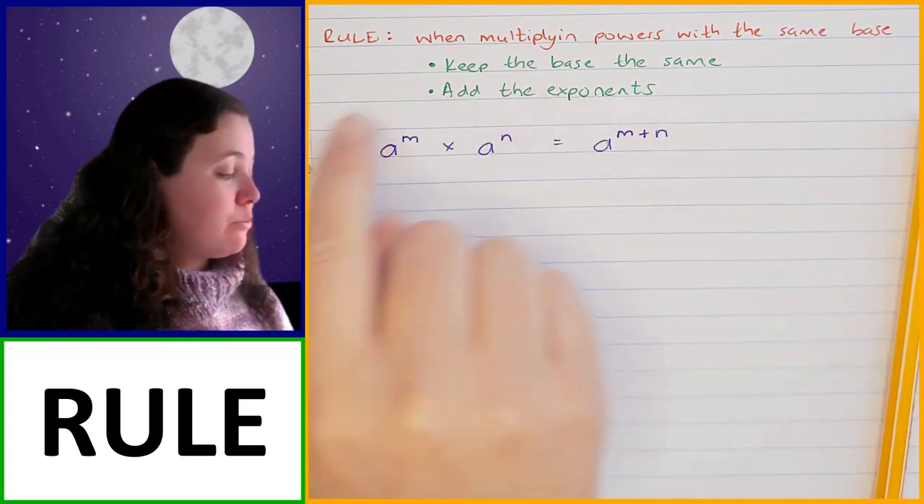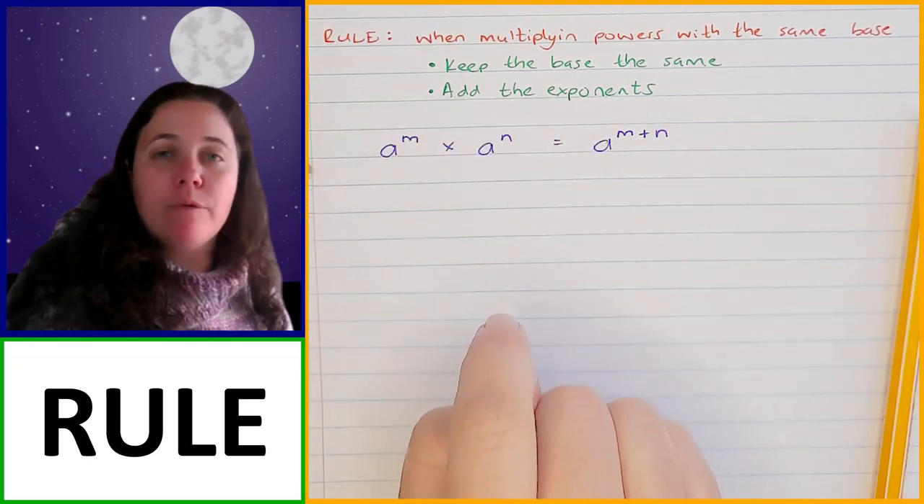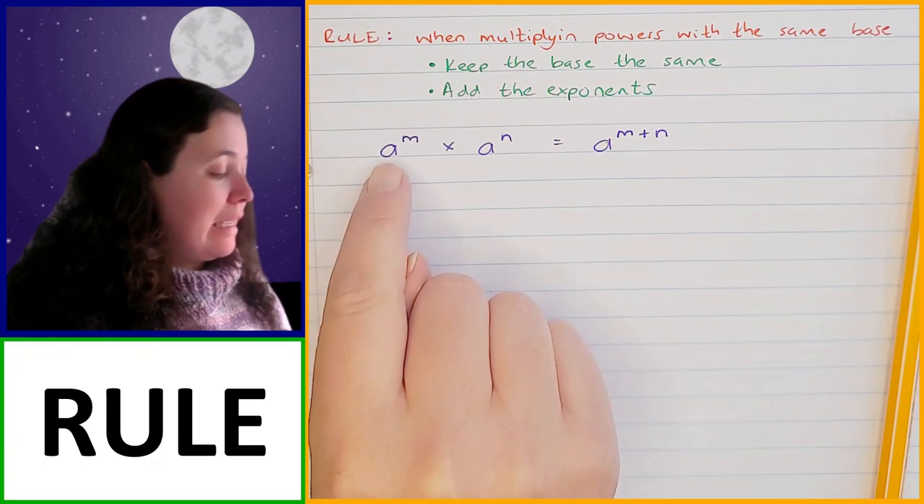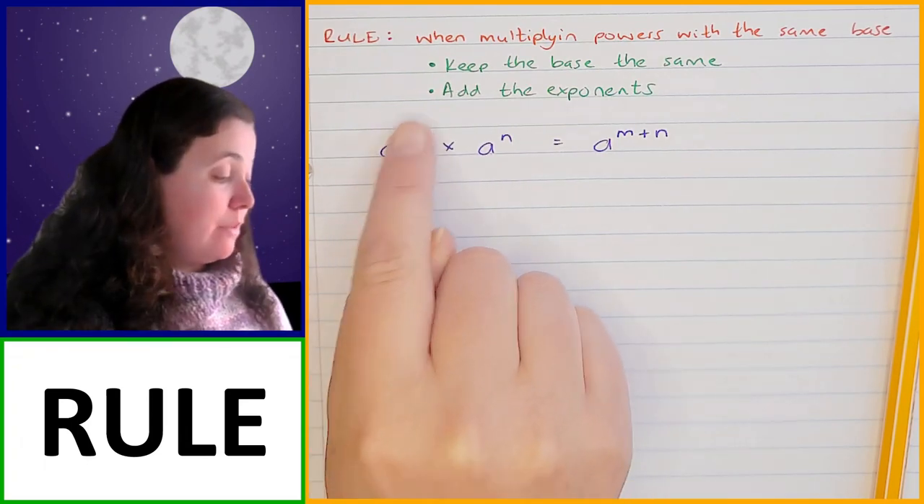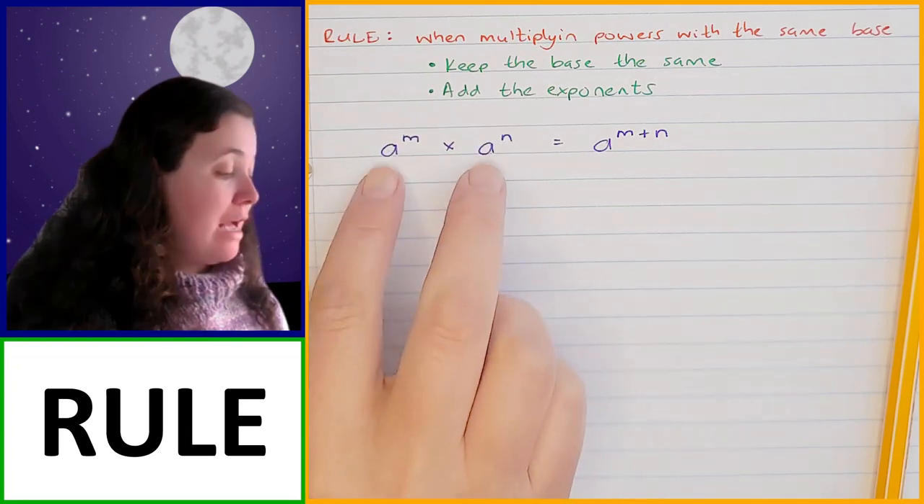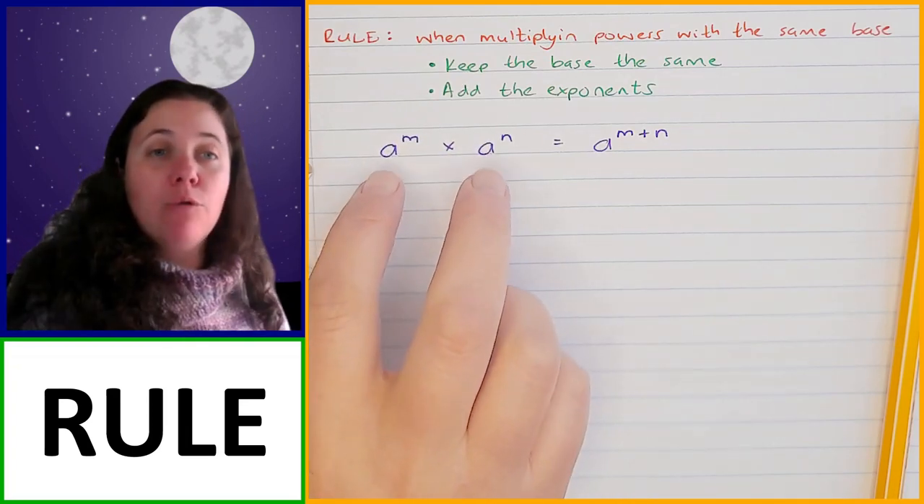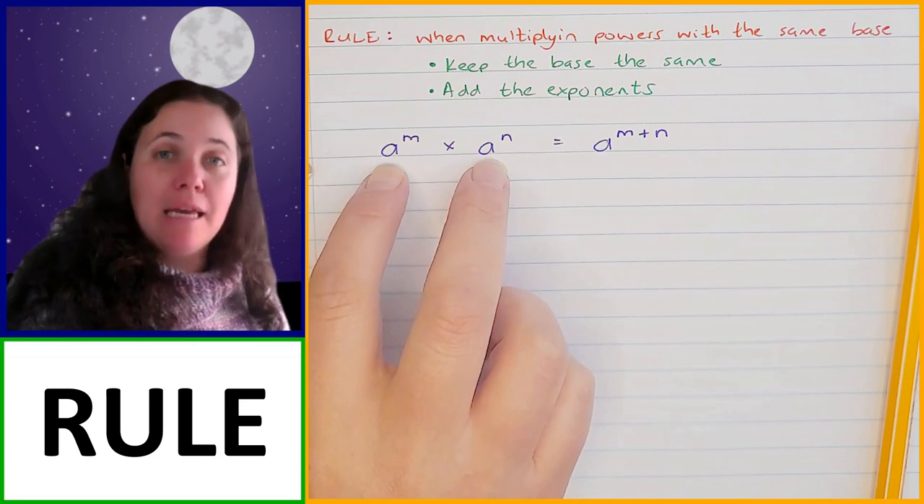So in this expression over here, all the A's will represent the same number. What this is saying is I have an A and I have an A. So you can see I have a power multiplied by a power, and they both have A as their base, which means they both have the same thing as their base.